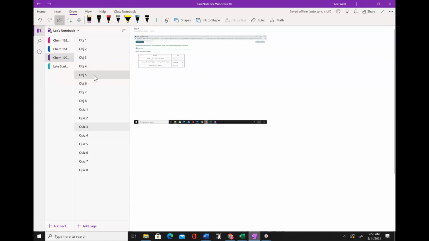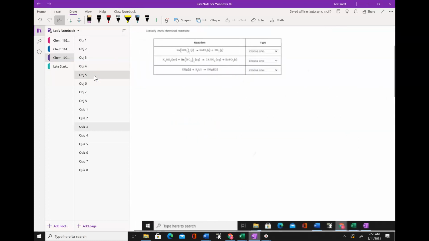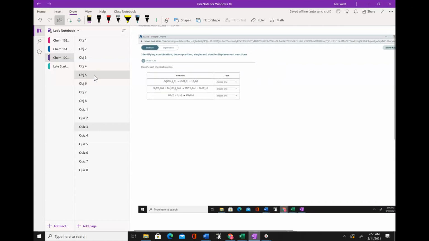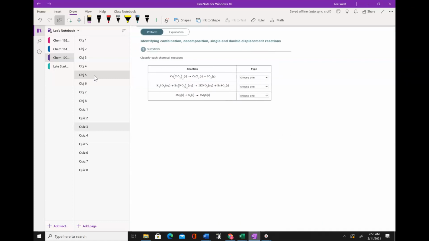Okay. So this looks like we're going to classify reactions as combination, decomposition, or single or double replacement reactions. So a combination reaction is multiple things coming together to form a single product. So multiple things coming together to form a single product, there's only one there. So that's that guy. Decomposition is one reactant forming multiple products. So that's that one.